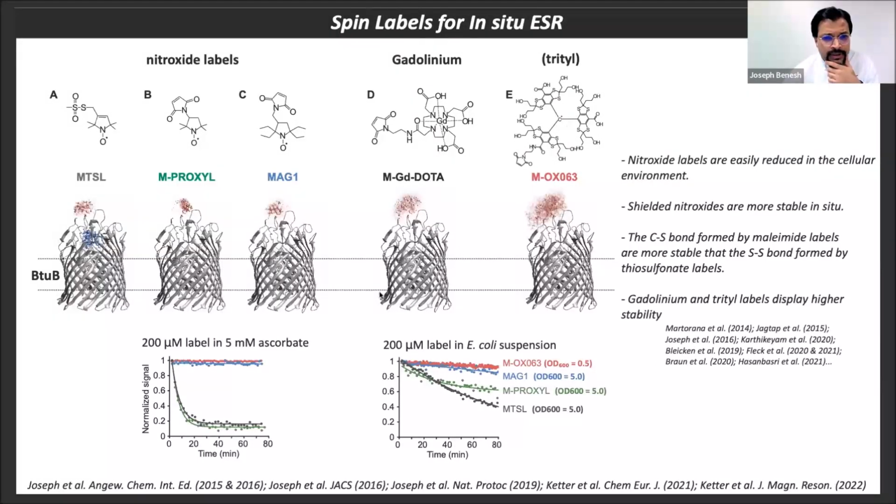Here we tested the stability of these labels, except the gadolinium labels, in an ascorbate solution or E. coli suspension. As you can see here, both trityl and the shielded nitroxide labels are very stable, but MTSL or POXL are rapidly reduced in the ascorbate solution. A similar behavior can be seen in the E. coli suspension also, where POXL and MTSL undergo significant reduction over time.